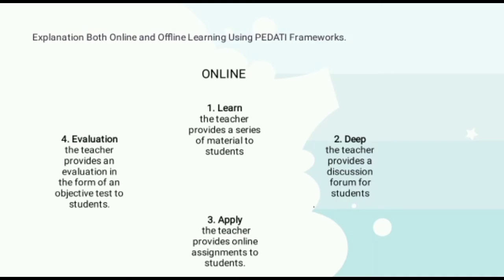The last step is the teacher or lecturer provides an evaluation in the form of an objective test to students. Here, the teacher or lecturer gives an objective test to the students, then the students answer the test given by their teacher or lecturer. This is done to measure whether students master the material being studied.